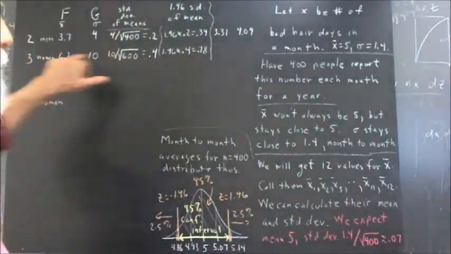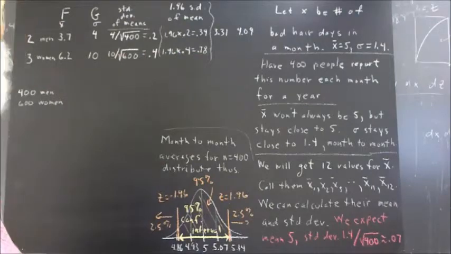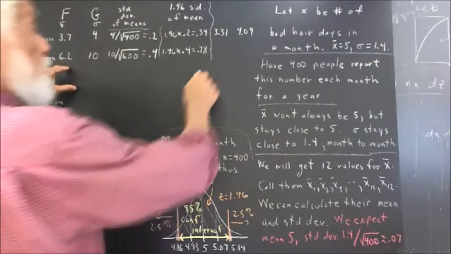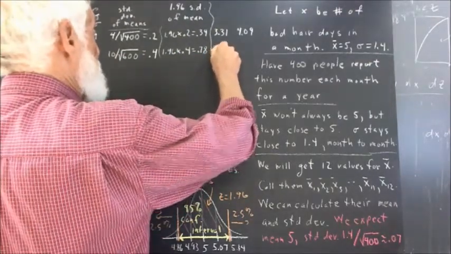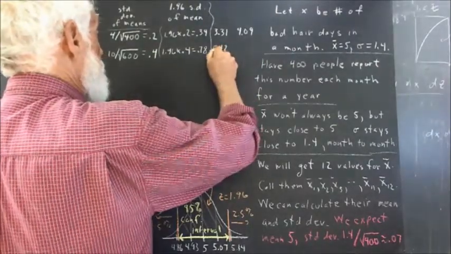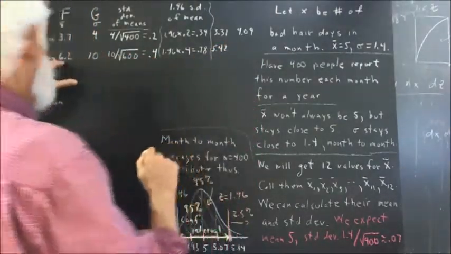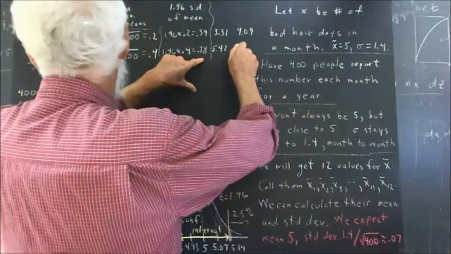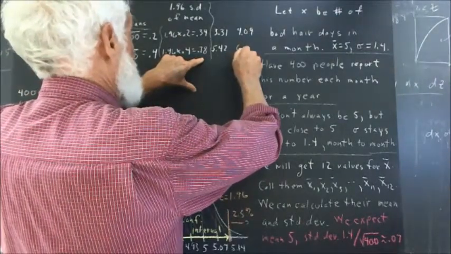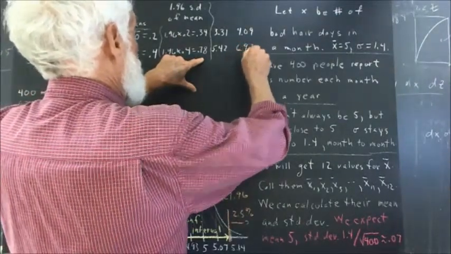Here, 6.2 minus 0.78 is 5.42. And 6.2 plus 0.78 is 6.98.